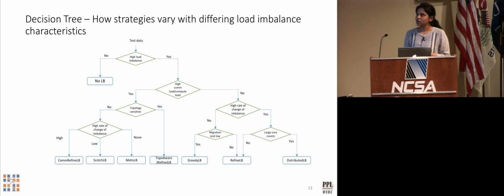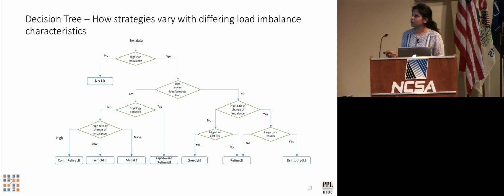This is the decision tree that we used for our purposes in order to understand which load balancing strategy would probably be selected. And this helped us narrow down the features that we should likely feed to the random forest algorithm. So if you look at the test data, if there's high load imbalance, that's when you actually want to perform any load balancing. Otherwise, you just decide on no load balancing.